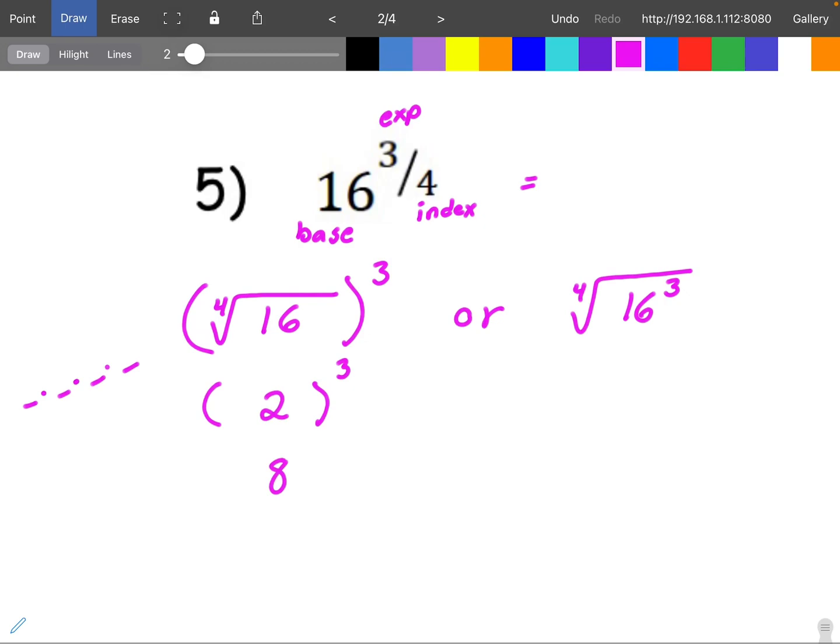That's fairly easy. The second option, that's going to take a little bit more work. So we still have to work from the inside out.